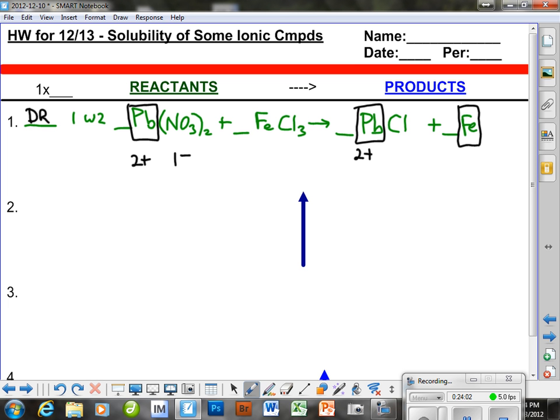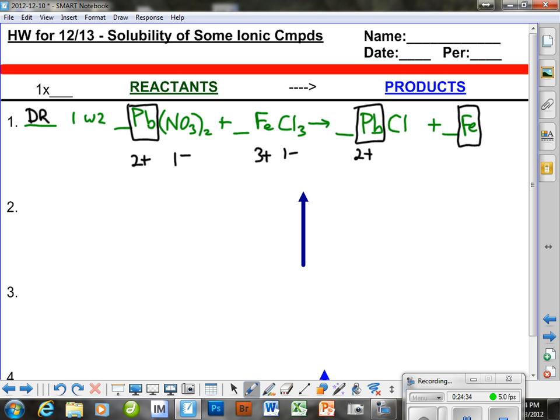Okay? Now, here's iron. Iron is, we don't know, because it can be 2, 3, or 4. You have different charges here. So, what's the charge on chloride as an ion? Minus 1. Okay. So, if I have 3 minus 1s, how many positives do I need for 1 iron? 3. Yes. So this is iron 3 chloride.